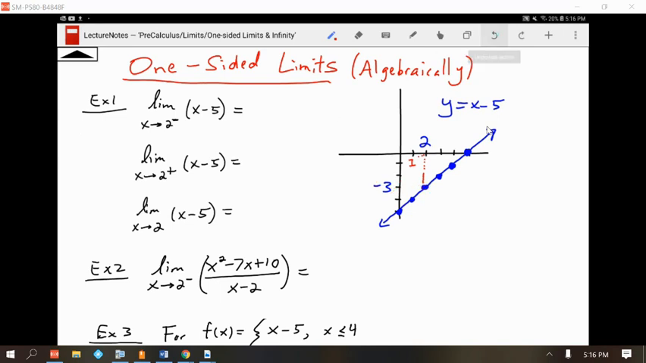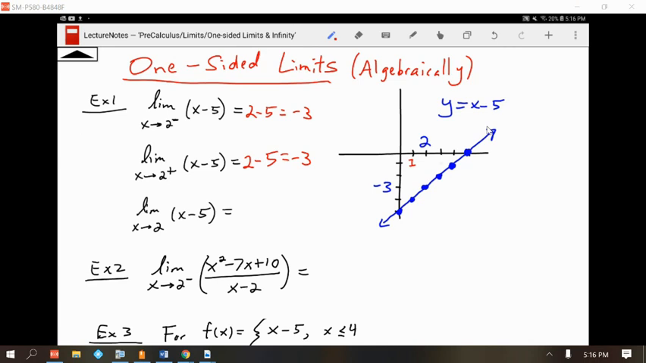Okay, so algebraically, how do you do that? You literally plug 2 into the equation. 2 minus 5 is -3. Cool. So then how would you answer the second part of question 1, where you're going to 2 from the right? You would do the exact same thing. You don't have anything else to do differently. You only have the function x minus 5, right? And so you have to plug 2 into it. Even though it's from the right side, it's still 2 minus 5, which is -3.